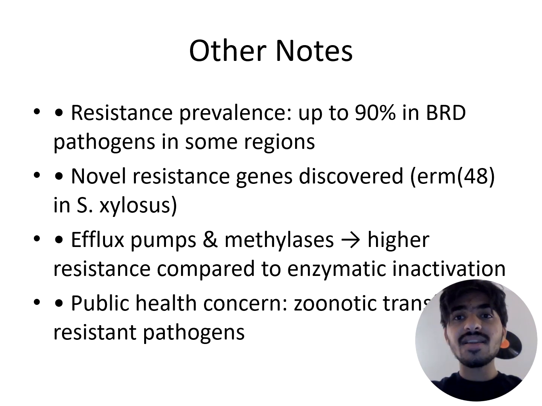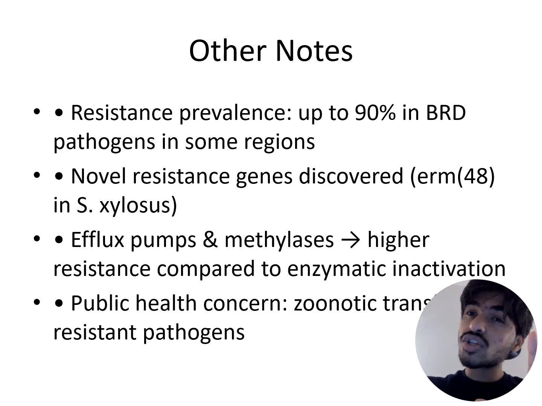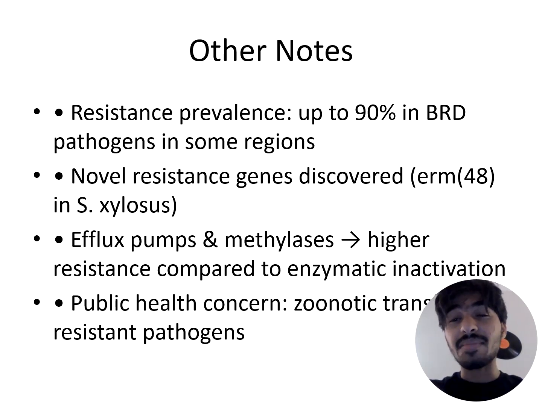Coming up to the next slides, these are the important notes, the takeaway points. The first one is that resistance rates can be very high in some regions, for example up to 90% of BRD pathogens in certain studies, and new genes are being discovered, like 48 in Staphylococcus xylosus. Efflux pumps and methylation mechanisms usually confer stronger resistance compared to enzymatic inactivation. There is also a public health concern, since resistant bacteria can transfer between animals and humans, a zoonotic risk.